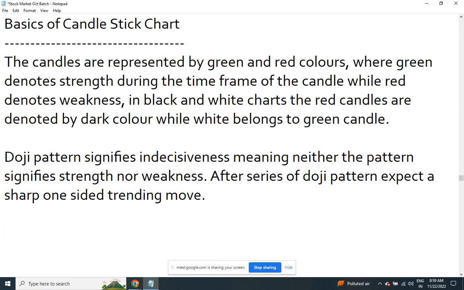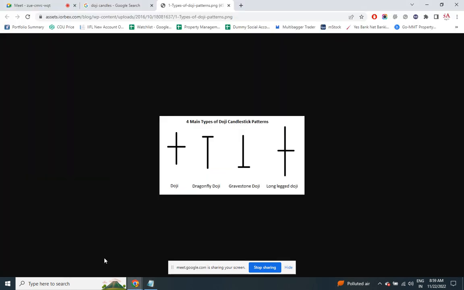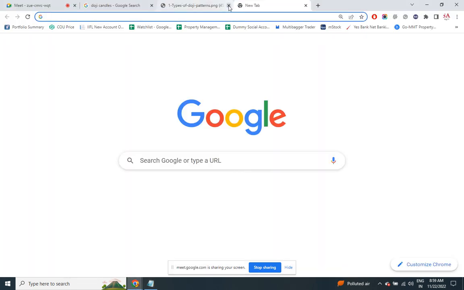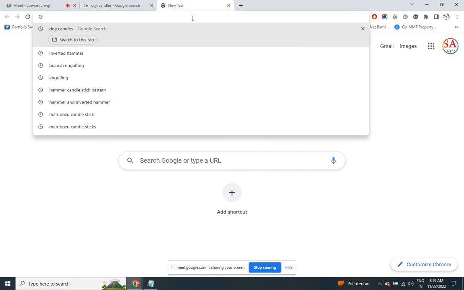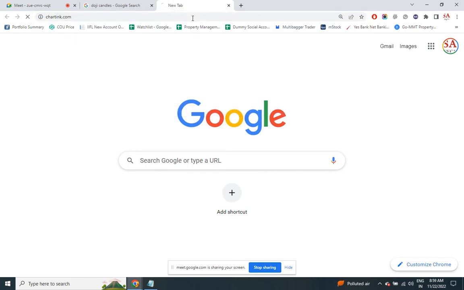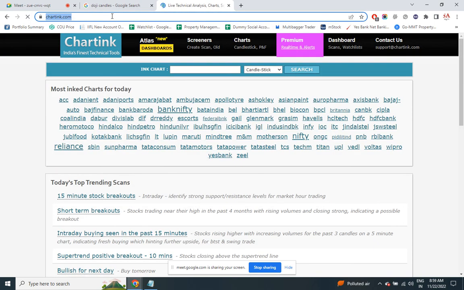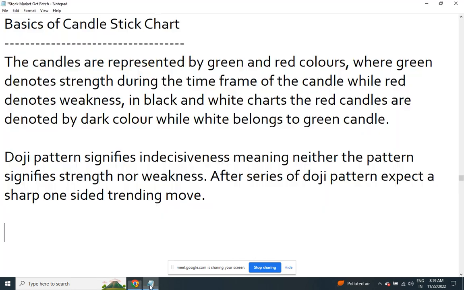Okay, so that is it. Let us quickly see how a monthly candlestick looks like. Then tomorrow we'll be taking up from there. So the best site for reading the charts is chartinc.com. You don't require any other charts.